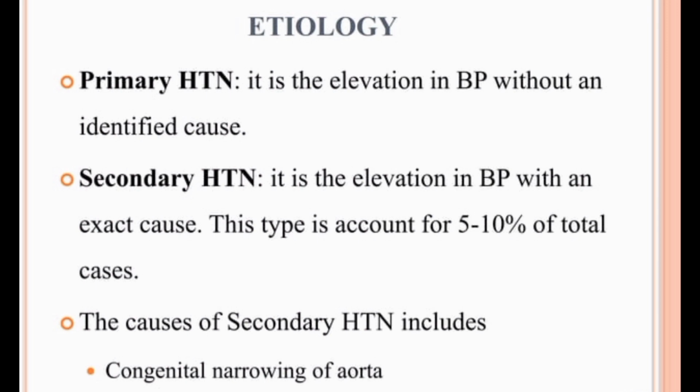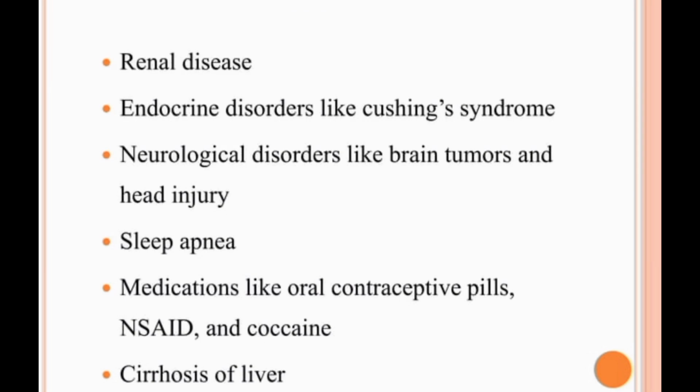Congenital narrowing of aorta. In congenital narrowing, the aorta has a narrowing by birth itself. Next one, renal disease. Renal disease means kidney disease. Next, endocrine disorder. In endocrine disorders, like Cushing syndrome, we will see these patients. Next, neurological disorder like brain tumor and head injury. Next, sleep apnea. Next one, medication like oral contraceptive pills, non-steroidal anti-inflammatory drugs and cocaine. Then, cirrhosis of liver.